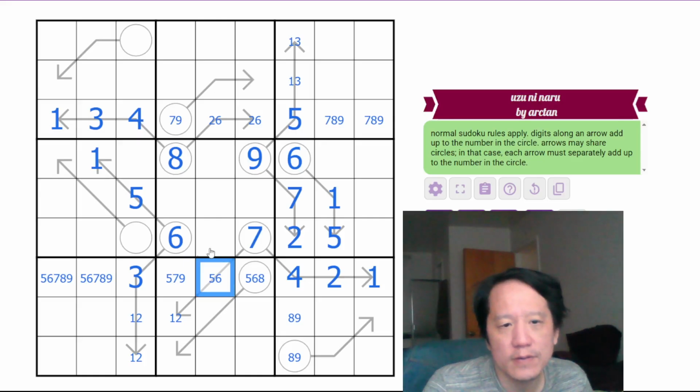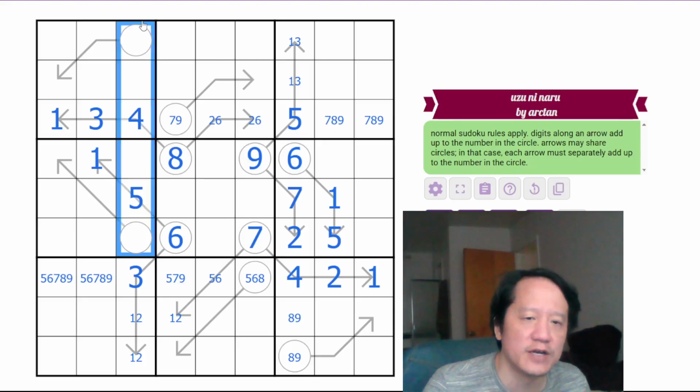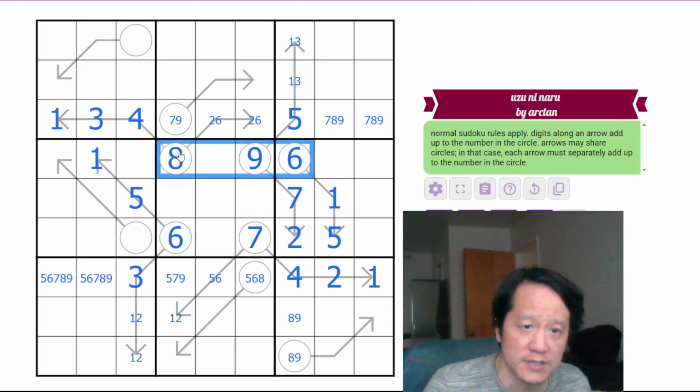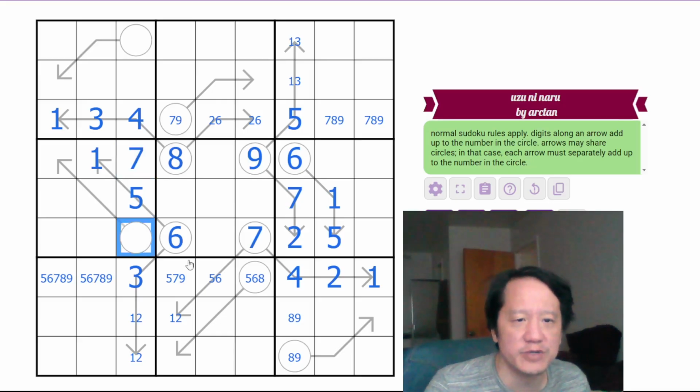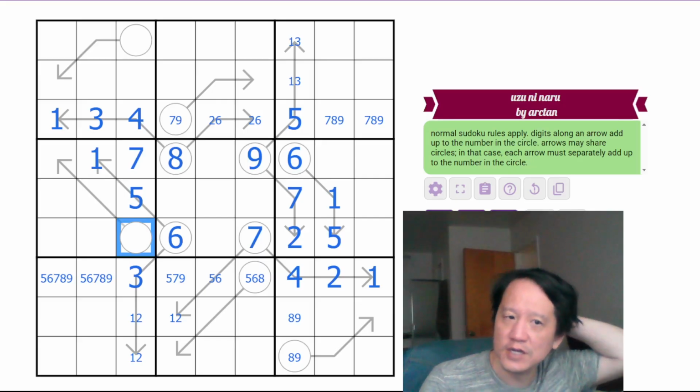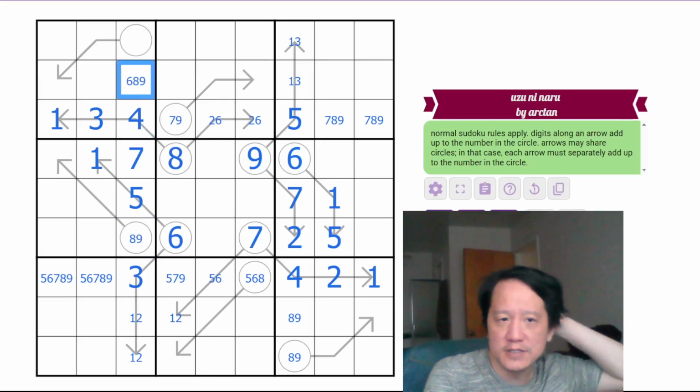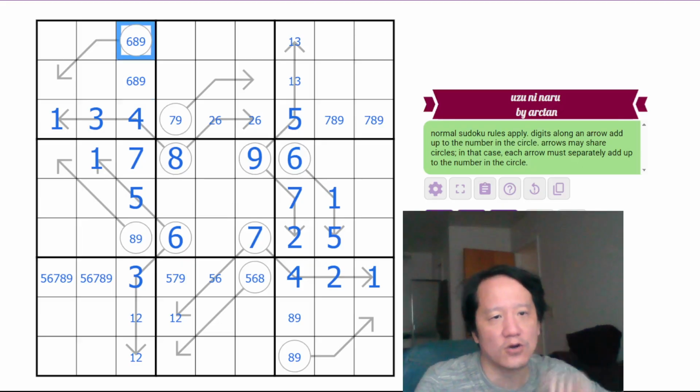Okay. Remaining digits of column 3 are 6, 7, 8, 9. And this cannot be 6, 8, or 9. So therefore, this is 7. This can't be 6 because of 6 in the row here. So this is 8 or 9 here. Again, 6, 8, 9 here. 6, 8, and 9 here.